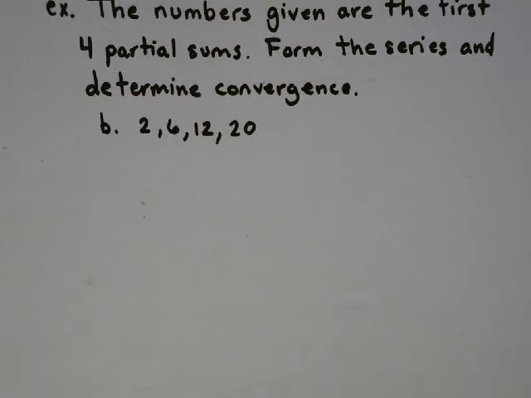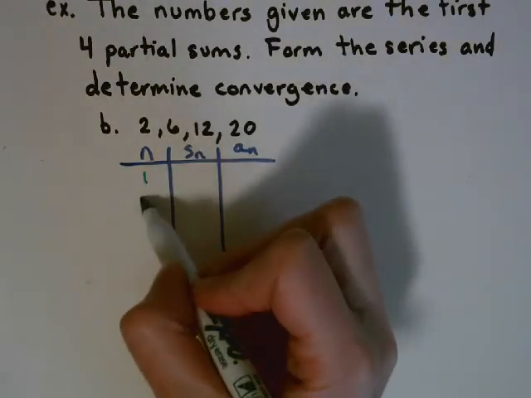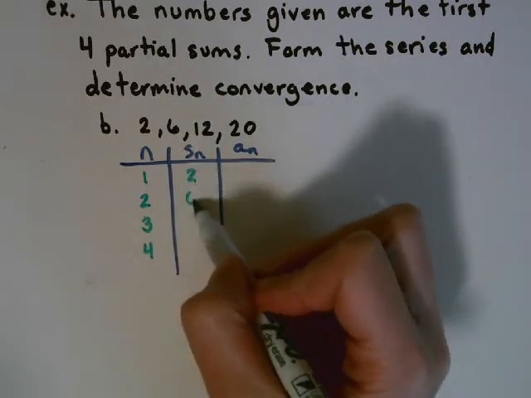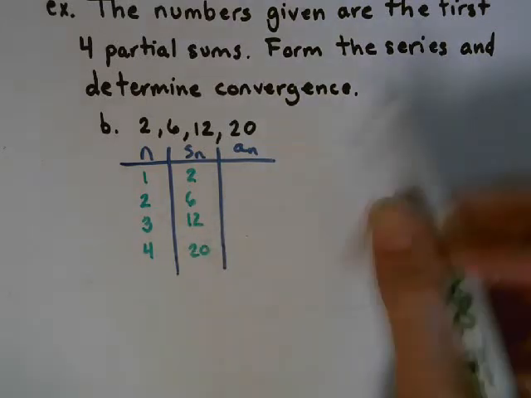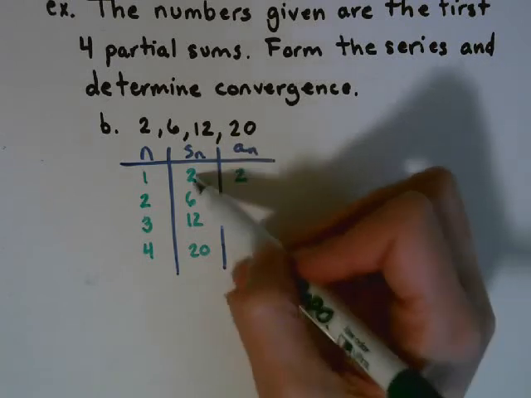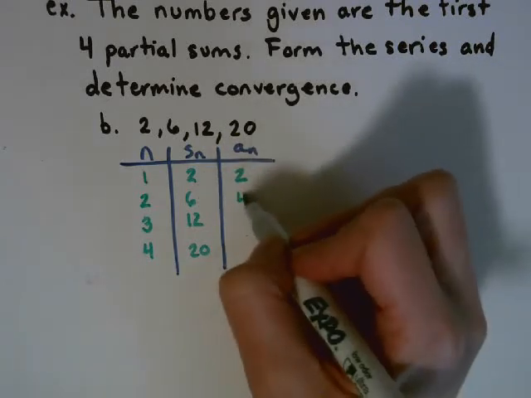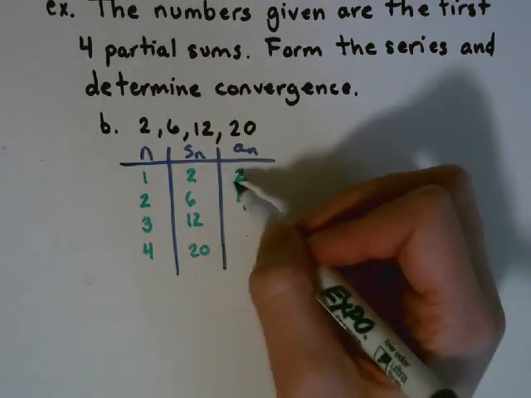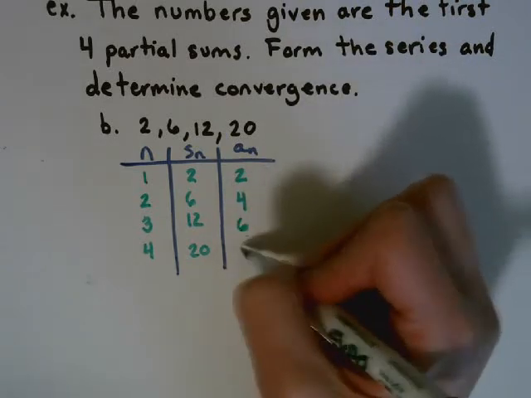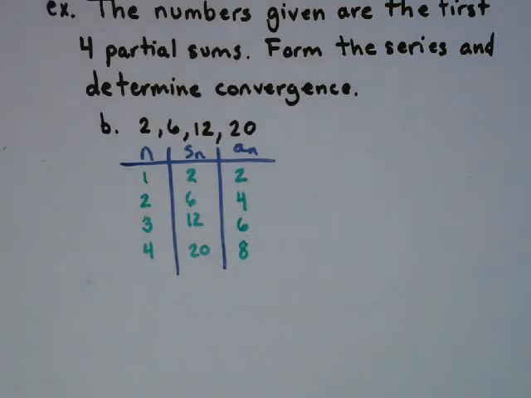Next series with partial sums is going to be 2, 6, 12, and 20. And again, I'm going to make a chart. So in my chart, my n is 1, 2, 3, 4. And we've got 2, 6, 12, and 20. So if the sum of the first one terms is 2, my first term has to be 2. If I'm adding 2 terms up to get 6, that means my next one is 4. If I'm adding 3 terms to get 12, and the first 2 are 2 and 4, that gives me 6. This one's going to be 8.